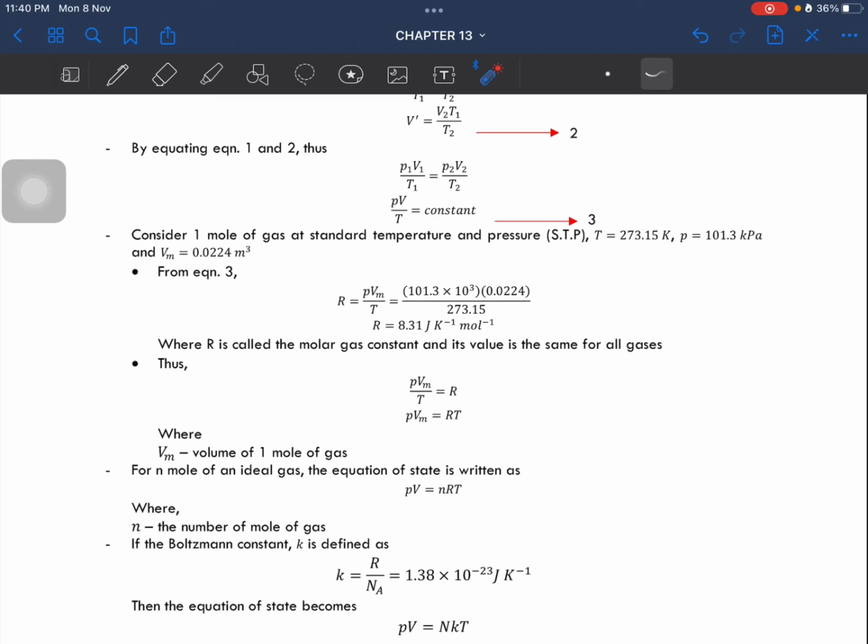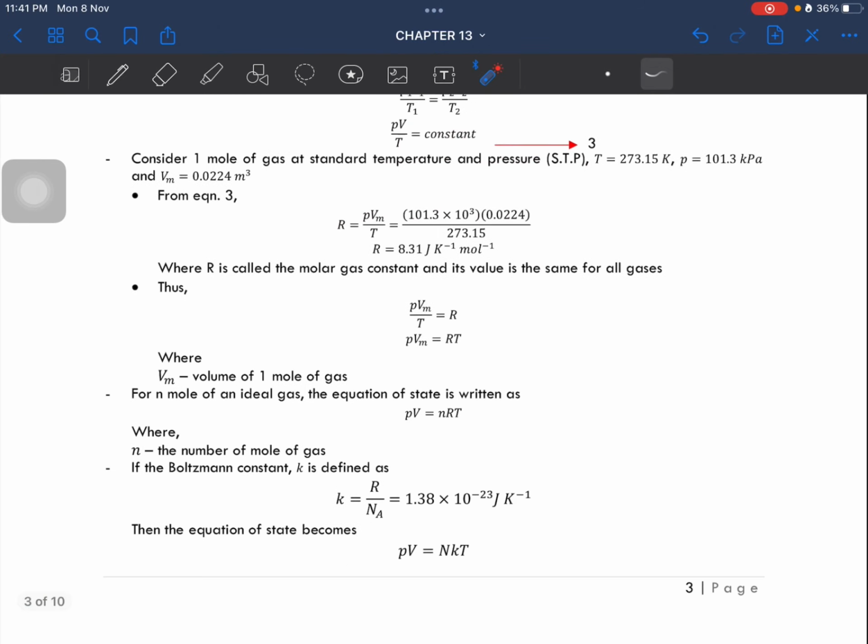That constant is obtained when we consider 1 mole of gas at standard temperature and pressure. At standard temperature and pressure, these are the variables. From this equation, we label this constant as R, the letter R. This R is known as the molar gas constant. It is the same for all gases, the constant that is always constant. This is where we obtain this value at standard temperature and pressure.